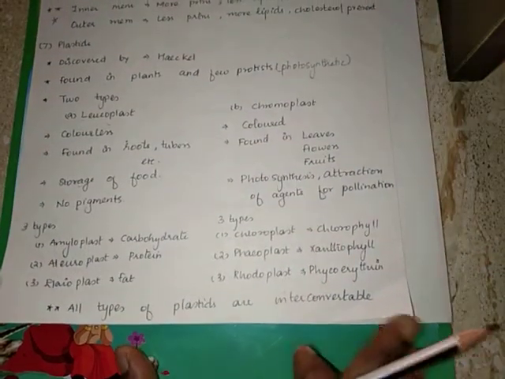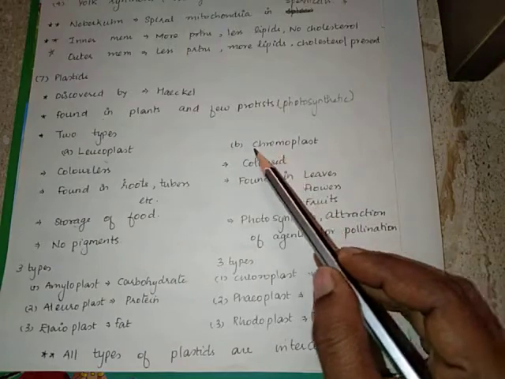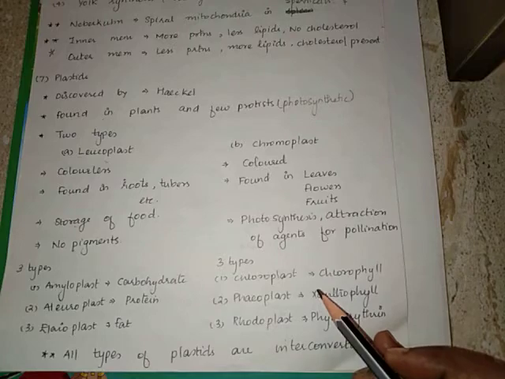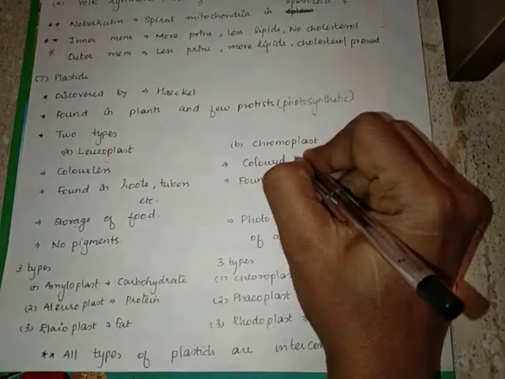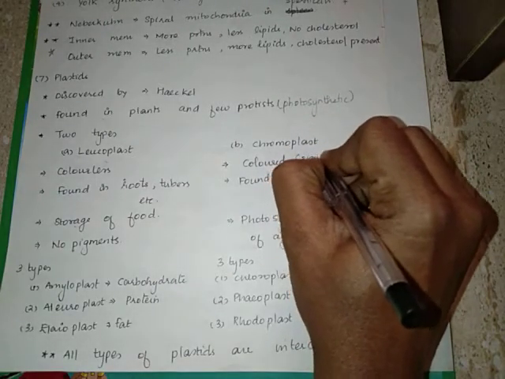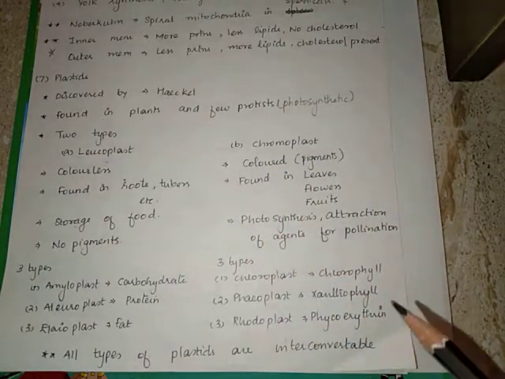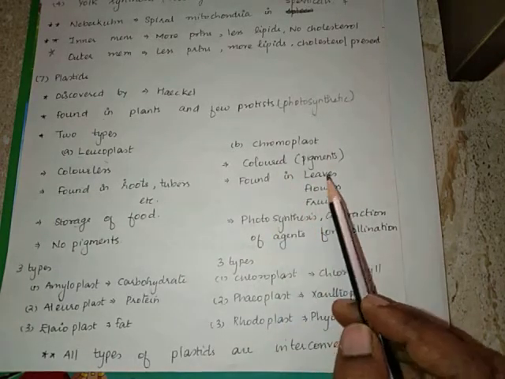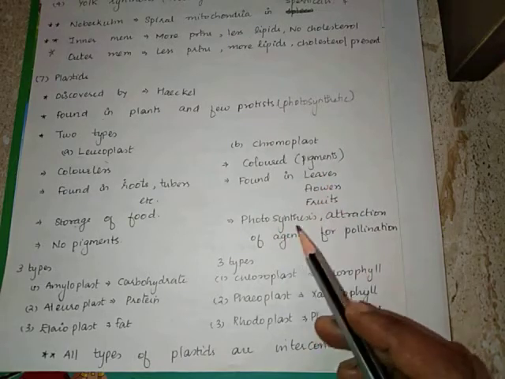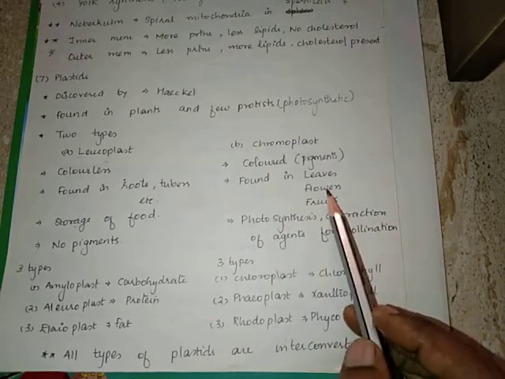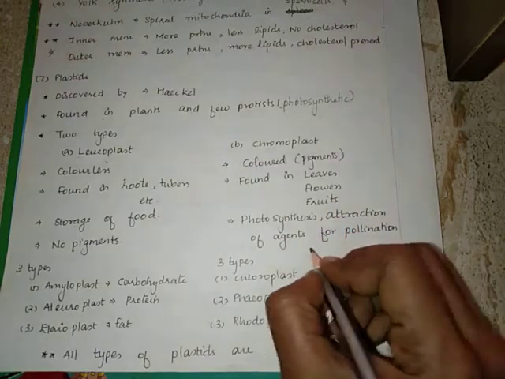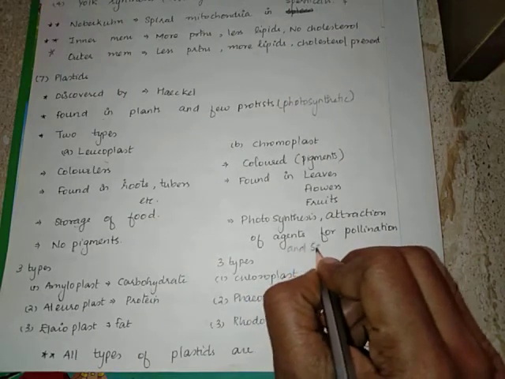And coming to the chromoplast, chromo means colored, so they are colored because they have pigments in them. The color is because of the pigments present in these chromoplasts, and they are found in leaves, flowers and fruits of the plant. Their function is photosynthesis when they are present in leaves, the green-colored part of the plant. In fruits and flowers, they help in attracting agents for pollination as well as seed dispersal.